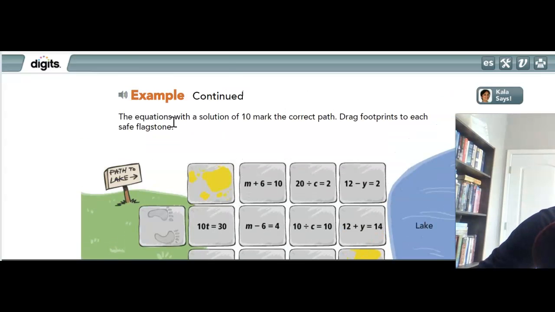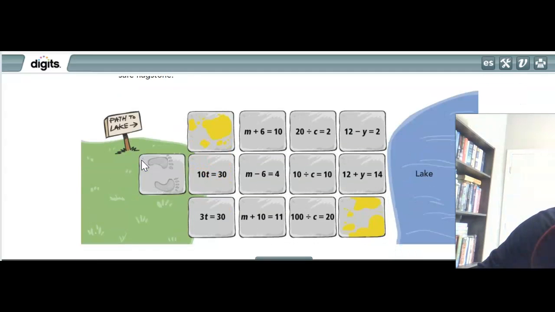It says the equations with a solution of 10 mark the correct path. So drag footprints to each safe flagstone. We're going to start here. If the solution is 10, draw these foot marks on this one. Then you go to this row. Which one has a solution of 10? Then this one, then this one. Then you can get to the lake.